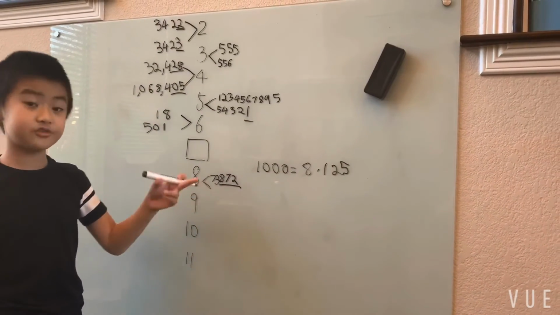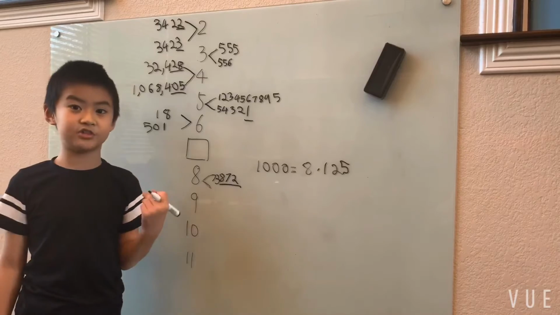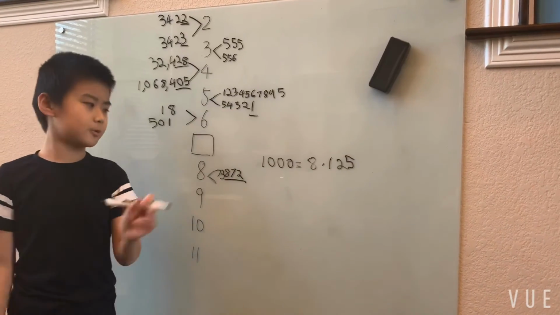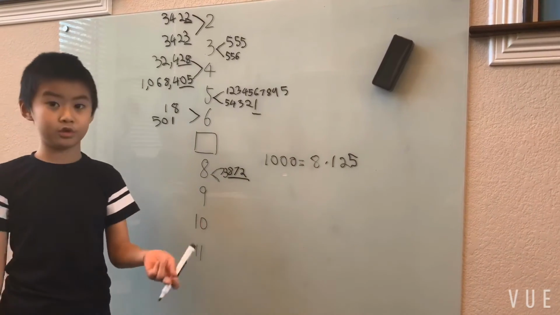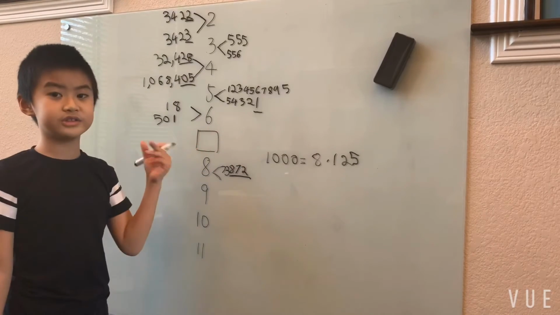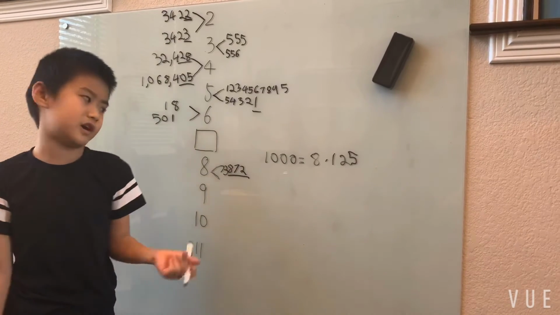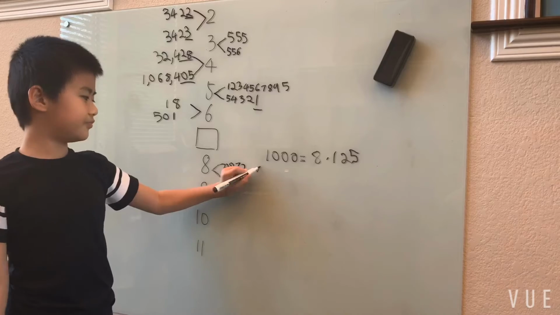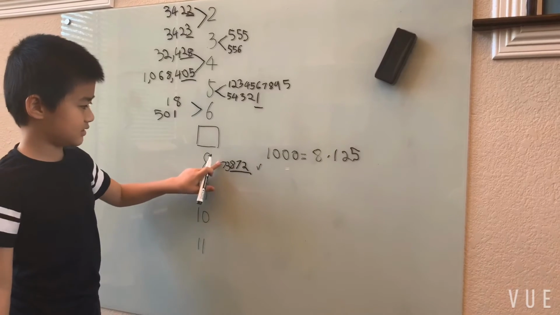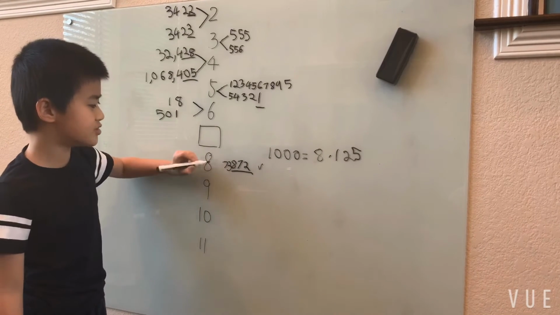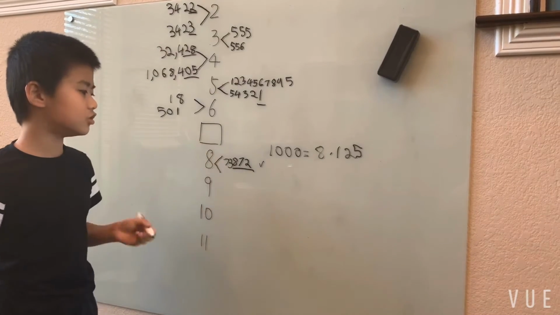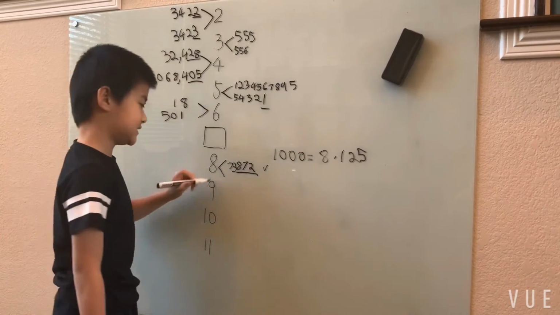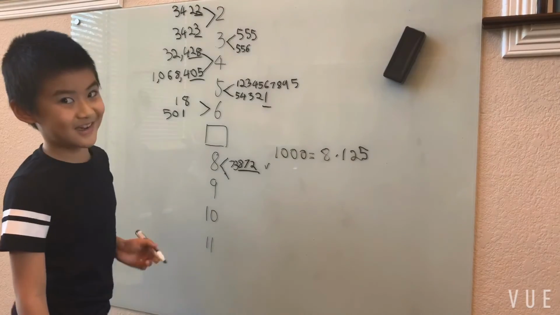So, well, 880 is 8 times 110. If I just go down one more 8, I get to 872. So 872 is 8 times 109. So therefore, 72,872 is divisible by 8. That was pretty cool, right?